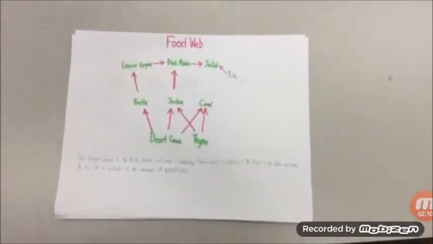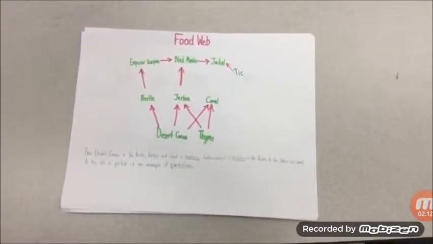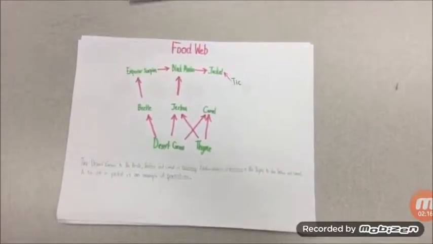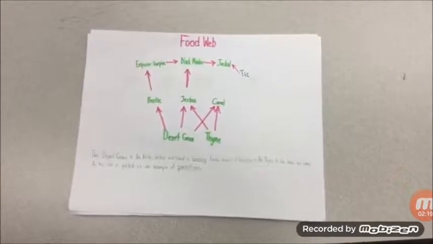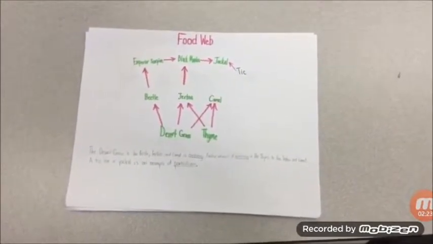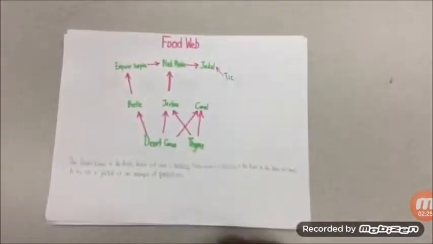Here is a food web in the Sahara Desert. Herbivore relationships are shown here, as the beetle, gerbil, and camel consume the desert grass. A relationship that is parasitism is also shown here, between a tick and a jackal.